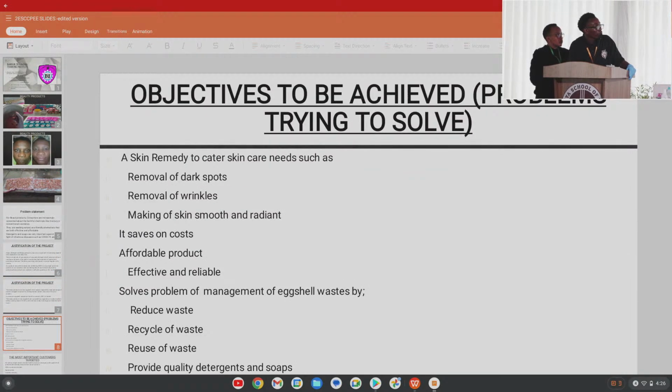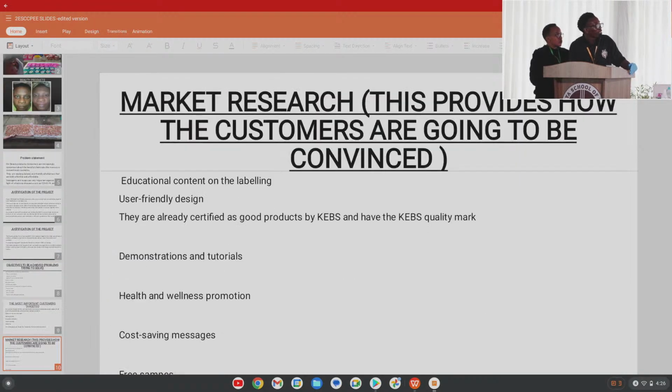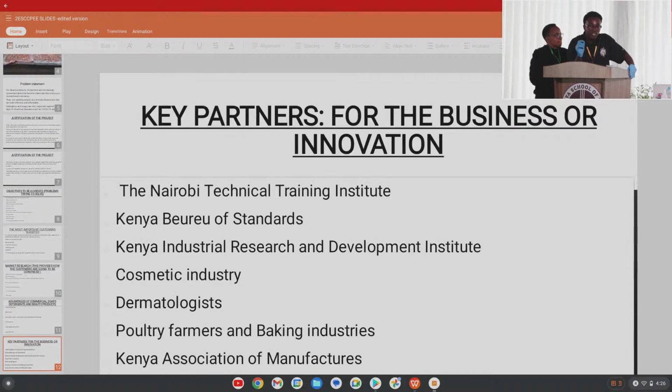Our target customers are predominantly ladies, also the children age group, and the cosmetic industries. Then our key partners, which is very essential. Our institution is our key partner, and the Kenya Bureau of Standards, because most of our products, the detergents, are certified and have the quality mark of standardization. Also the cosmetic industry, dermatologists, poultry farmers, and baking industries. We want more poultry farmers to embrace this. And the Kenya Association of Manufacturers.